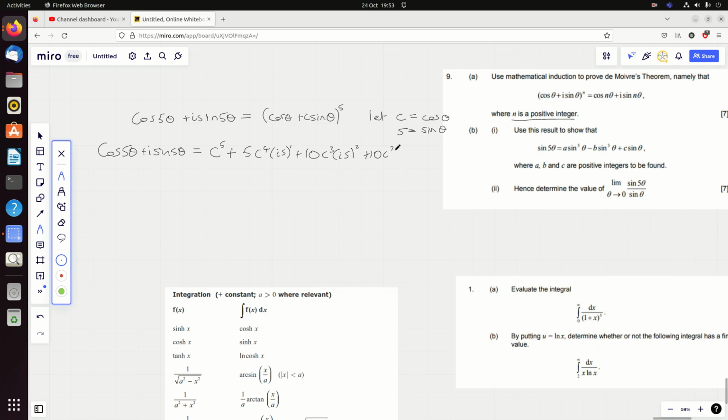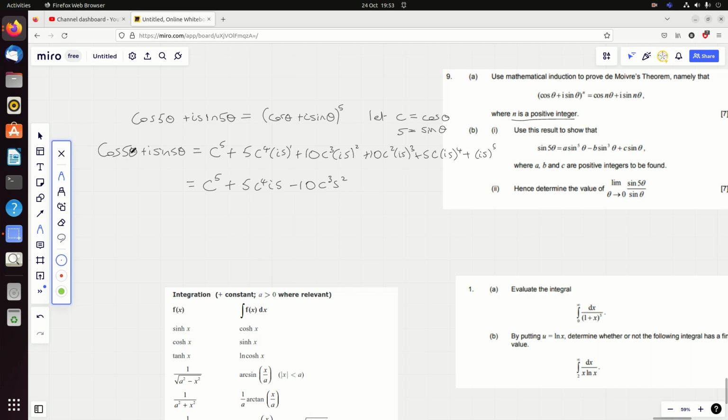Okay, plus 10 c squared is cubed plus 5c is to the 4 plus is to the power of 5. Done. Okay, now we only want the imaginary components, yeah? Well, let's actually do one more line of working so we can work out what the imaginary components are, because you're going to have c to the 5 plus 5 c to the 4 is. Now, here's where it gets interesting. i squared is minus 1, so this is going to be minus 10 c cubed s squared.